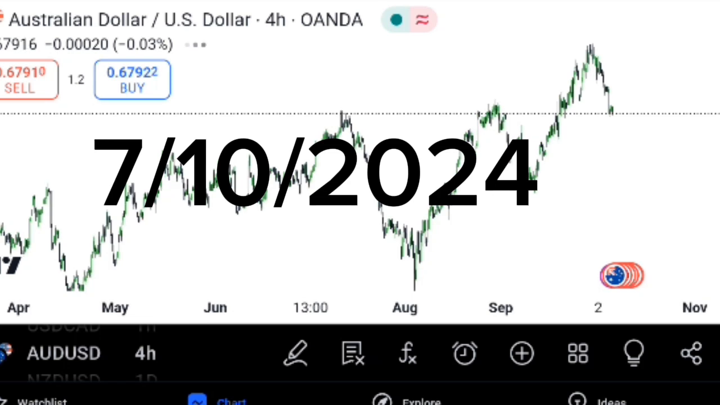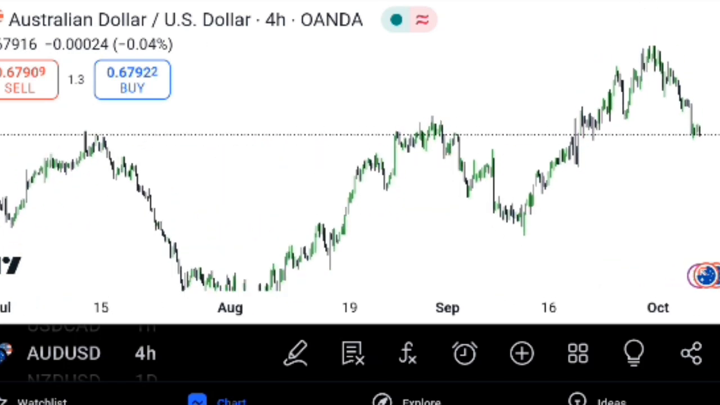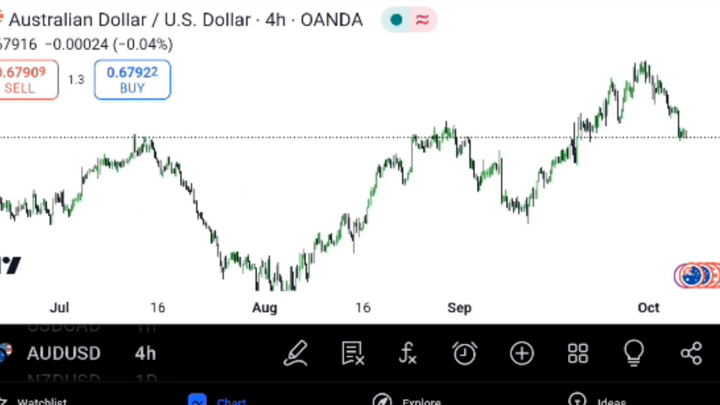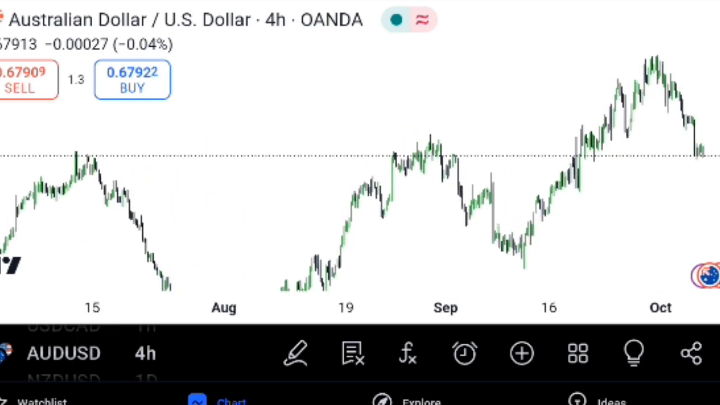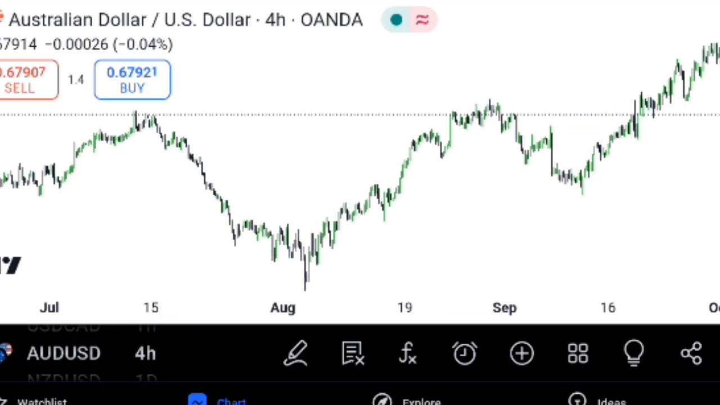Going to be analyzing AUDUSD. I would like to start from the higher time frames as always anyway. So in this case we are having a 4-hour time frame. You could always start from the monthly, daily, but today I would like to start from the H4.